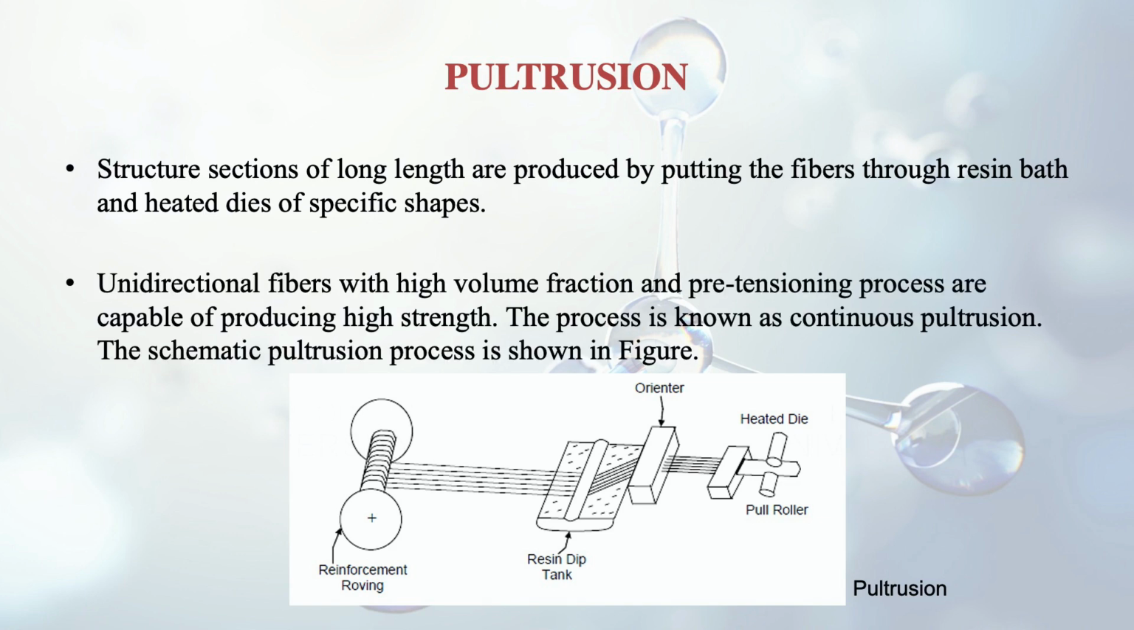And unidirectional fibers with high volume fraction and pre-tensioning process are capable of producing high strength. So you can see here unidirectional fibers are being used, and this process is known as the continuous pultrusion. So there is the resin dip tank also. There is the reinforcement roving. In the figure you can see it is much clear, and there is the orienter where it is moving the mixture of these two onto the heated die to get a certain shape. This is the process of pultrusion.